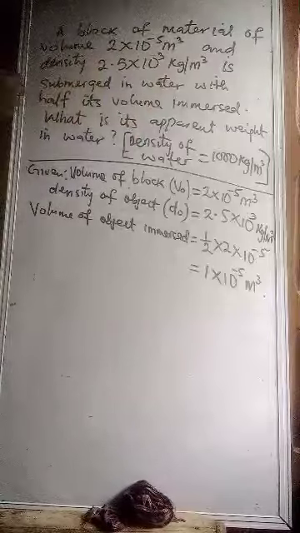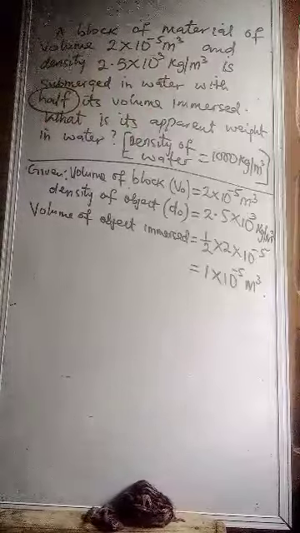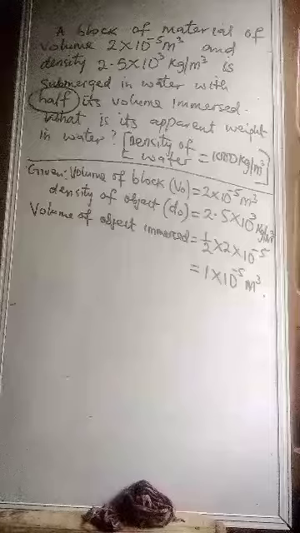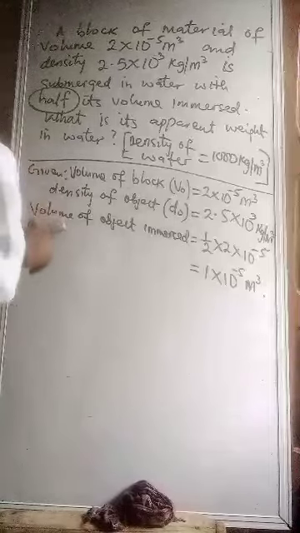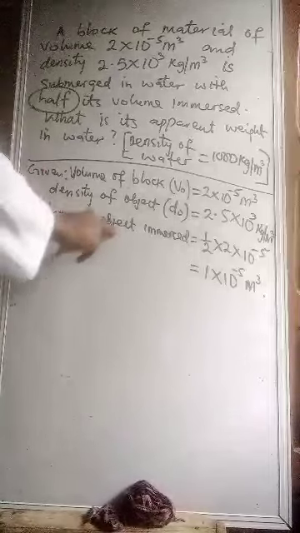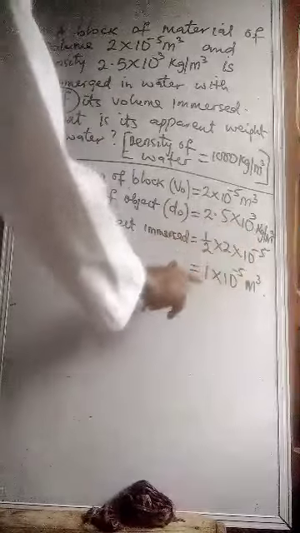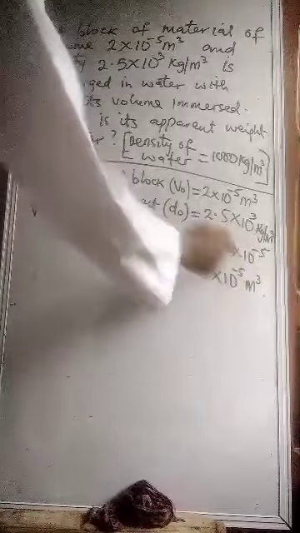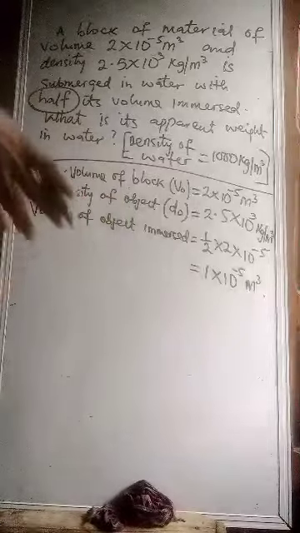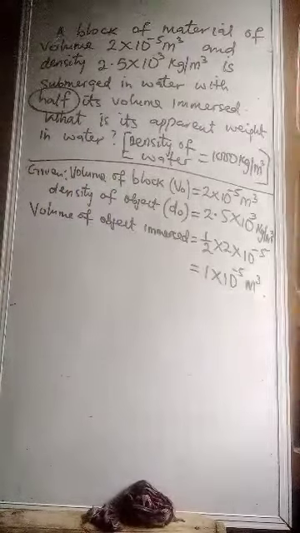Take note of that. Half its volume. That means it is not the whole body that is immersed now. So that is why I calculated the volume of object immersed, 1/2 times the full volume. So that means this 1 times 10 to the power minus 5 is the volume of that object that is immersed. Please take note of that.